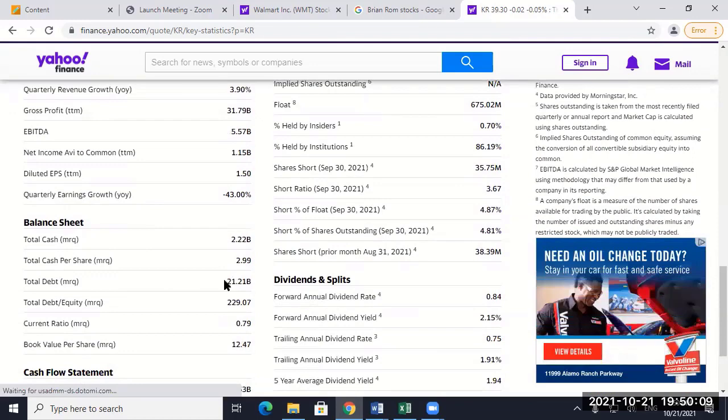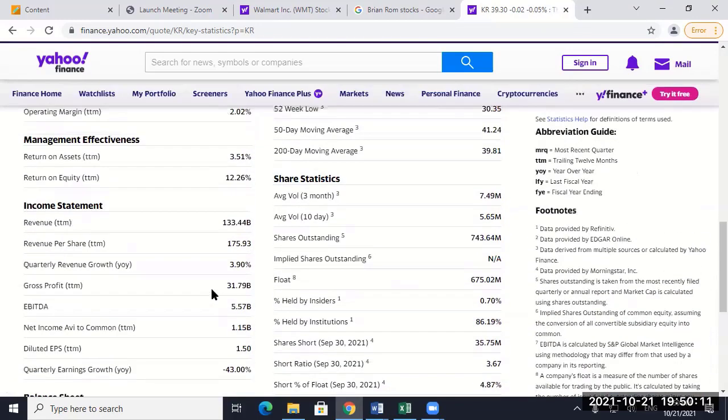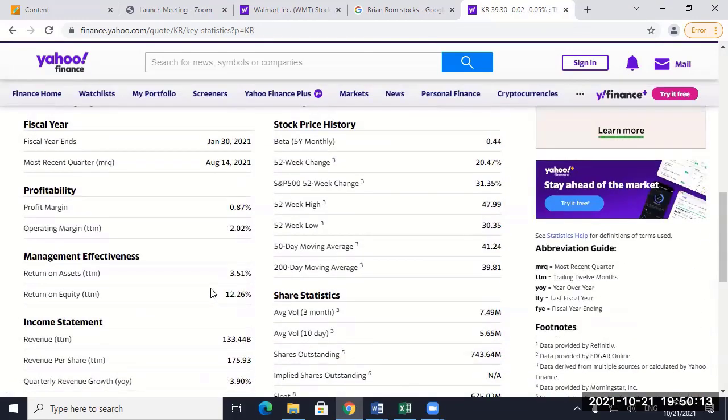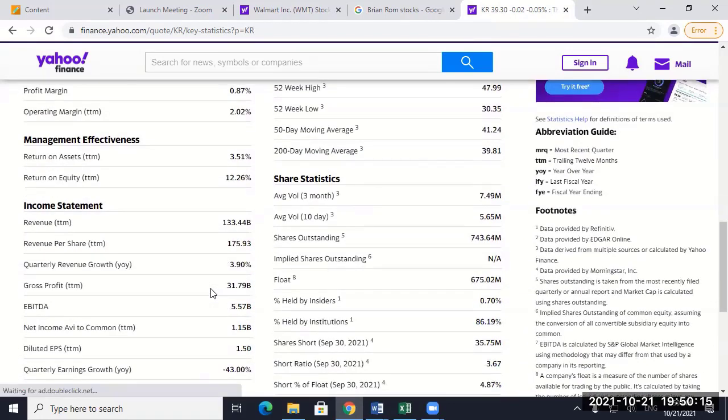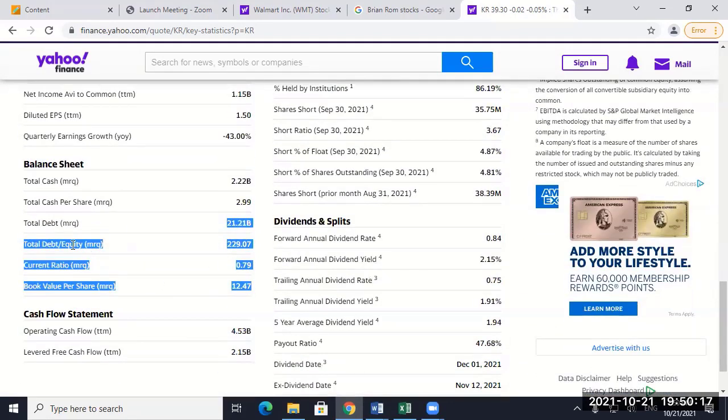Total debt is 21 billion. Their debt to equity. Let me know if this is below what I just did. Oh, debt to equity, 229%. That's a really high debt to equity. Right? For every $1 in equity, they have $2.30 in debt. That's really, really high. What does that do to their beta?